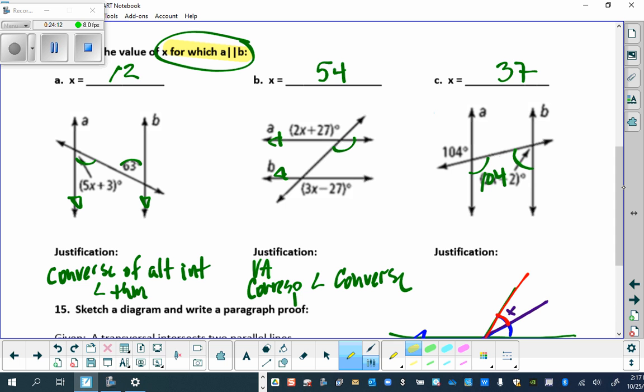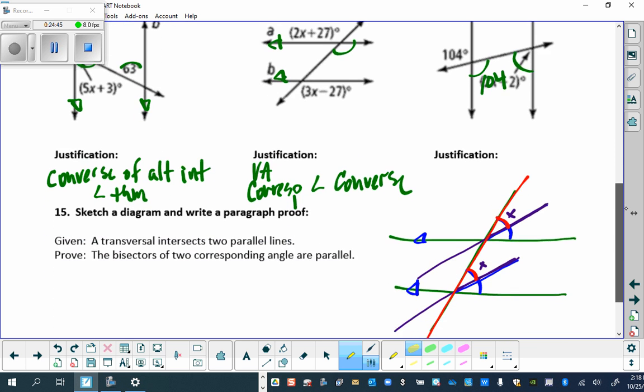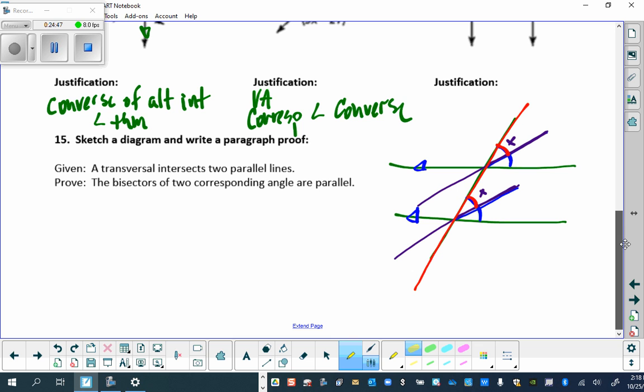Letter B says if X has a value of 54, then by vertical angles and corresponding angles converse or alternate exterior angles, whichever one makes sense to you, those lines will be parallel. Letter C, if X has a value of 37, then I'll have a supplementary relationship. And by consecutive interior angles, they'll be parallel. So this one's kind of cool.